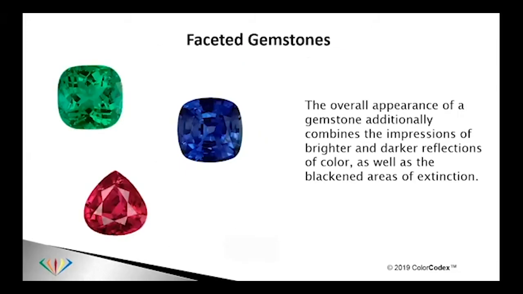So what I want to first explain a little bit are the challenges that you have with faceted stones. And that's because the overall appearance of a faceted gemstone is really a mosaic of features. You have brilliancy, you have internal color reflections, and you have blackened areas of extinction, as I described before, and you see them represented in these images. And so this is one of the main reasons why the other systems don't properly represent color as we see it in a colored stone.